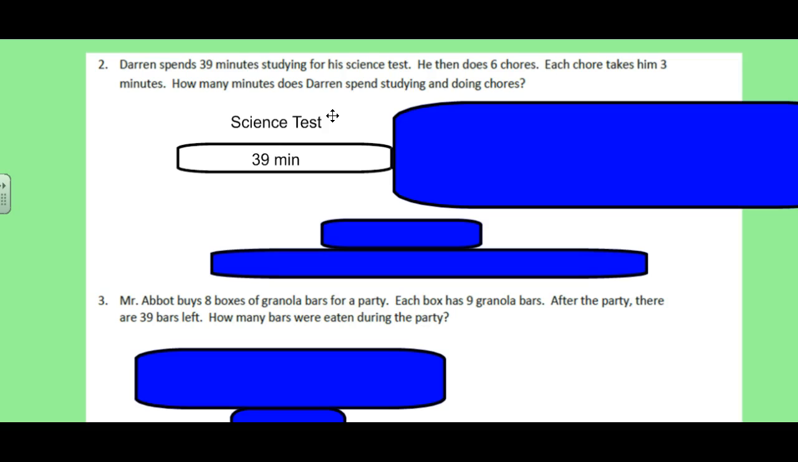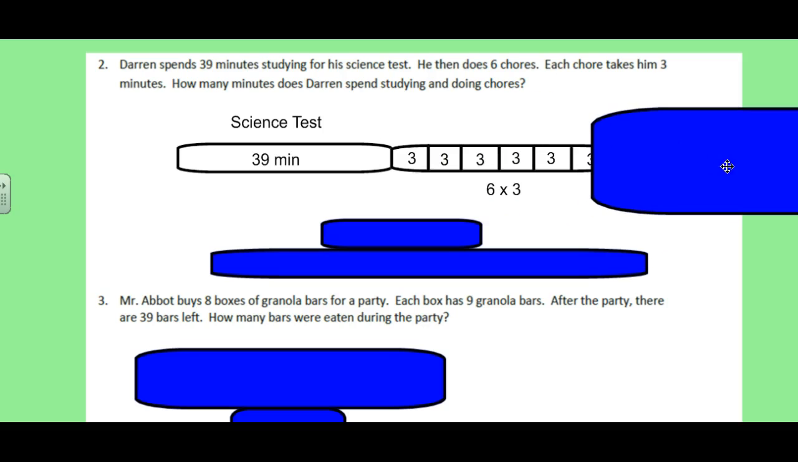Our next sentence says he then does 6 chores, and each chore takes him 3 minutes. So what can you add to this diagram? Because it's a tape diagram, we're just going to add to it. What can you add to this tape diagram that shows that he does 6 chores and it takes him 3 minutes for each chore? I want you to go ahead and add that here on your problem set. And I want you to write an equation for that addition to your problem set on your piece of paper as well. Push play when you're ready to check it.